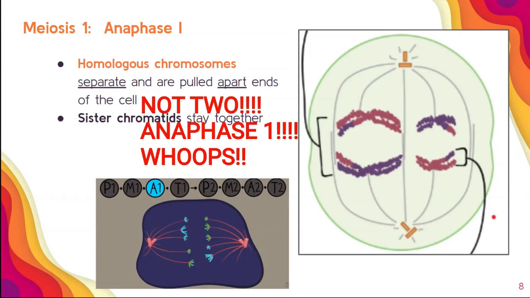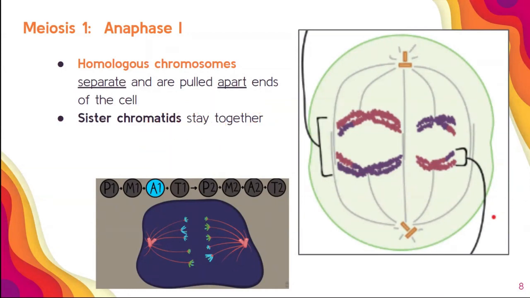Now, anaphase 1. This is where homologous chromosomes separate. So they separate and they're pulled apart. So remember, anaphase, apart or away. So homologous chromosomes separate, but sister chromatids stay together. These chromatids aren't pulled apart yet. They're still attached at their centromeres.